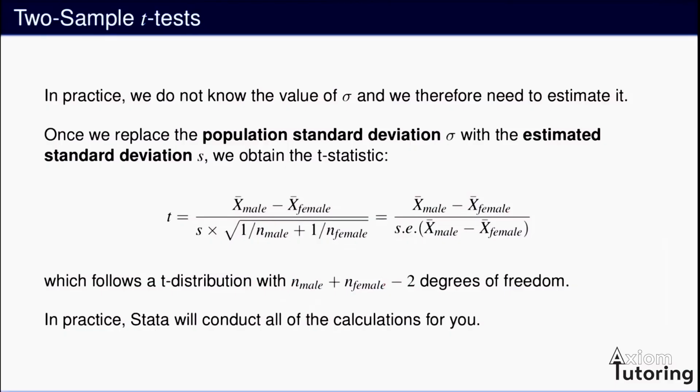Now, in practice, like for the one-sample t-test, Stata or any statistical software will take care of all the calculations for you. But it's good to know what is happening in the background. So this is how you would conduct a test when you want to know if two subgroups have the same mean. The rest of the process would be exactly the same as before: you would calculate your p-value and then compare it to your significance level.